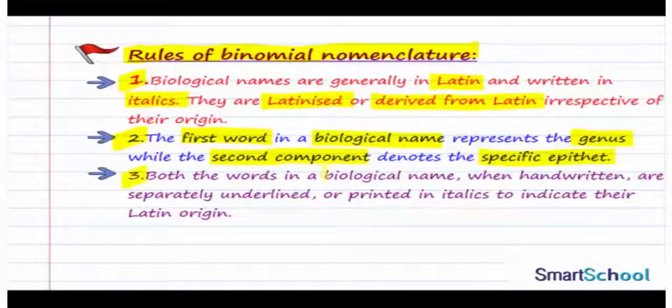The third rule: both the words in a biological name, when handwritten, are separately underlined, or printed in italics to indicate their Latin origin. So whenever we write a biological name, whenever it is handwritten, both the words are separately underlined. This is very important. They are separately underlined, or they are printed in italics so as to indicate their Latin origin.